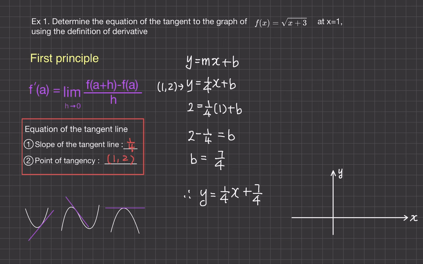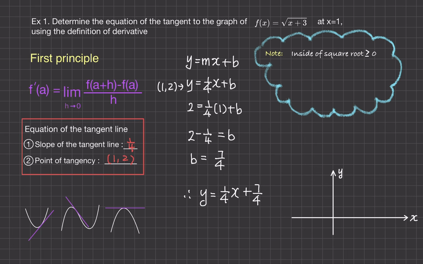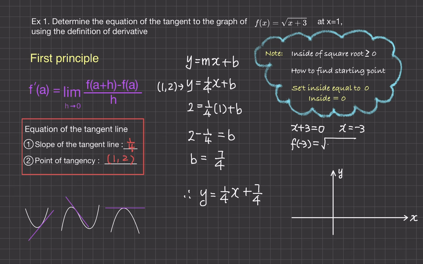Let's sketch a graph to help us visualize everything. The square root function only exists when the inside of the square root is greater than or equal to 0. So, let's find where it starts. Let's solve for when the inside equals 0. That will tell us where the graph starts. So, x plus 3 equals 0, then x equals minus 3. When x equals minus 3, f of minus 3 is square root minus 3 plus 3, which is 0. So, the graph starts at minus 3, 0 and passes through the point 1, 2.